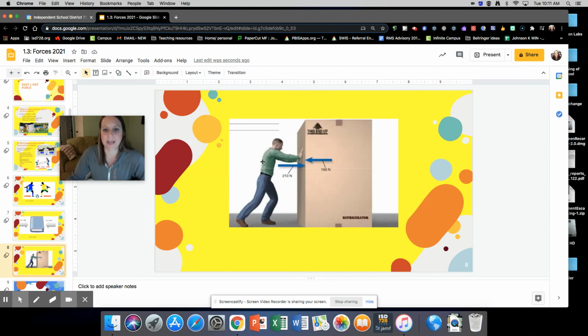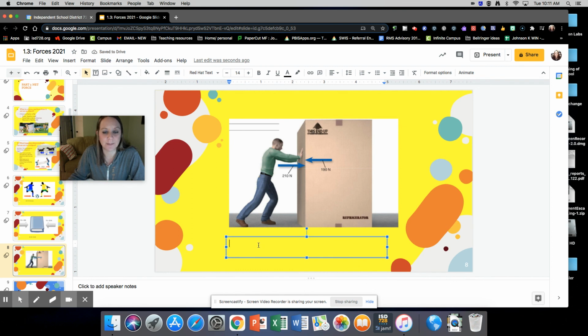All right, this guy's trying to push this big, heavy box. So he is pushing with a force of 210 newtons, and the box itself is pushing back with a force of 190 newtons. Now you might be saying, well, how is a box pushing? Well, that's just because it has weight, and so it's heavy and it's hard to push. Okay, so is the box going to move, and in what direction?